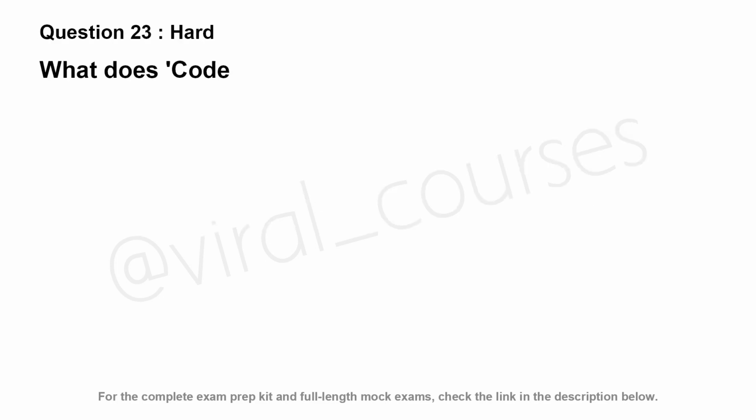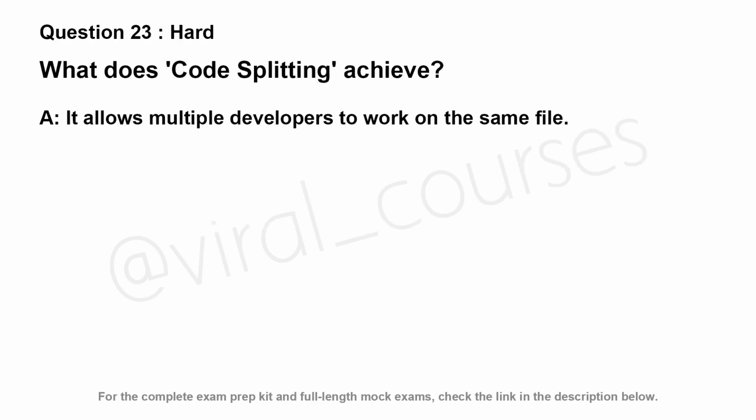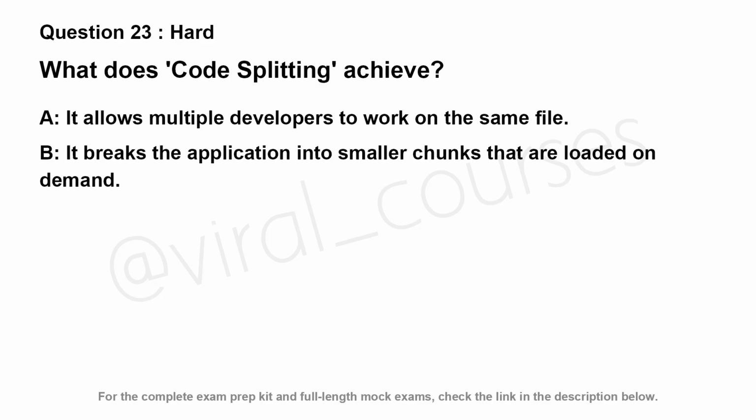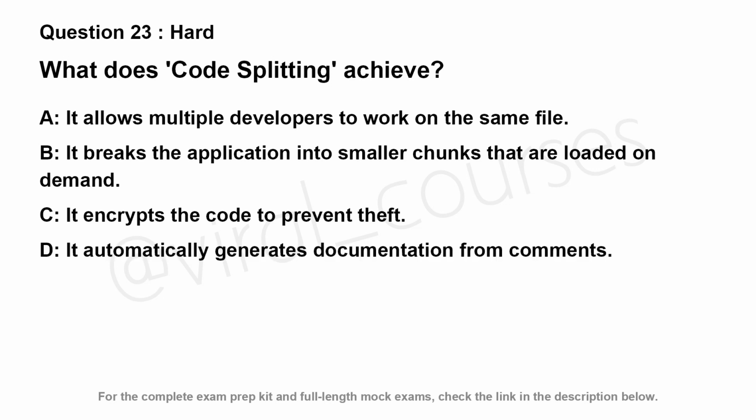What does code splitting achieve? Option A, it allows multiple developers to work on the same file. Option B, it breaks the application into smaller chunks that are loaded on demand. Option C, it encrypts the code to prevent theft. Option D, it automatically generates documentation from comments.